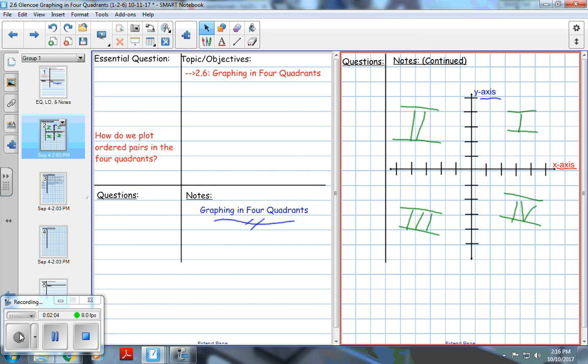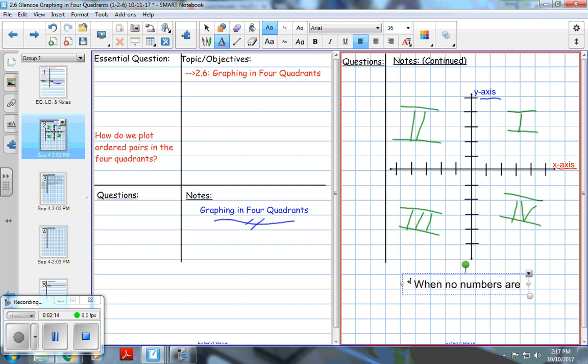Also, you may notice there are no numbers on the coordinate plane right now. So it's important for us to know that when no numbers are listed on the coordinate plane, what do we assume they're counting by? Yes, you're right. We assume they are counting by 1.